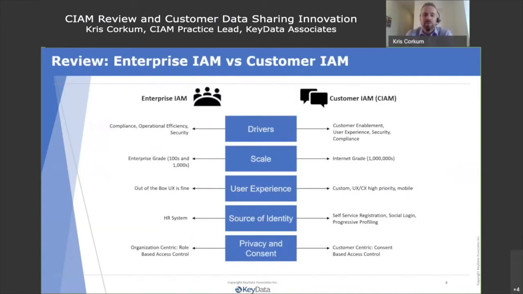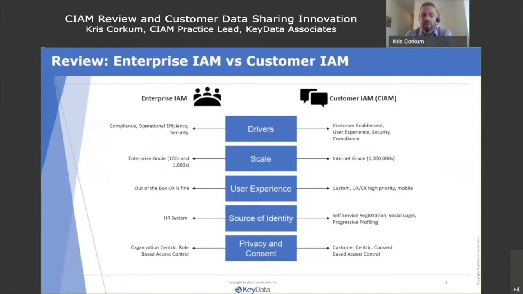So just in terms of review, it's important to level set on the differences between classic enterprise IAM and customer IAM. So enterprise IAM is traditionally driven by compliance in regulated industries, efficiency in terms of user lifecycle management, and of course, security. Another way to look at it is that as an organization, we make the rules that our employees are required to follow, while CIAM is about enabling our customers to have a great user experience that will encourage them to purchase our products and services. And security is increasingly paramount, while compliance with ever-evolving regulatory requirements is expected by our customers.